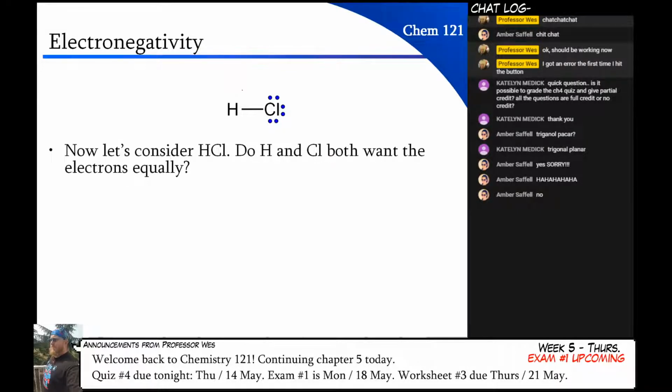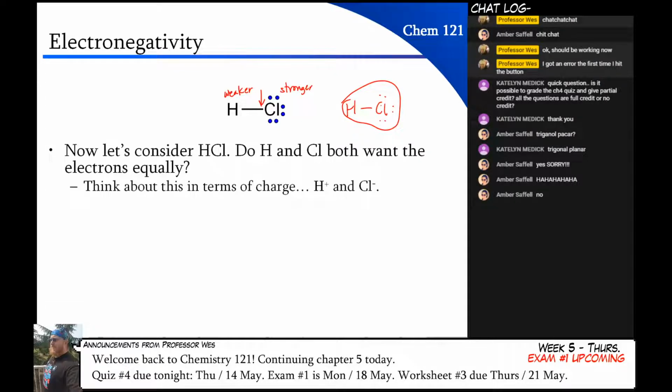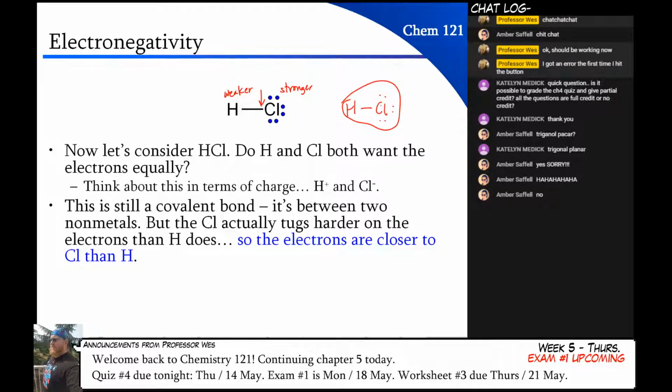And so what would end up happening is this one pulls weakly on the electrons, but this one is stronger. We'll do weaker and stronger. And what ends up happening is that the center, where the electrons are, gets moved over, and the electrons tend to be closer to Cl. Something like this, where I have a smaller region of electrons near hydrogen, and a larger region near Cl. And this is because Cl pulls the electrons closer to it than H does.